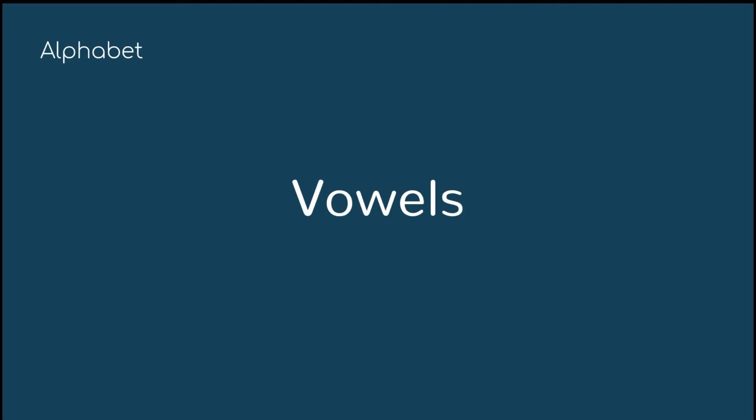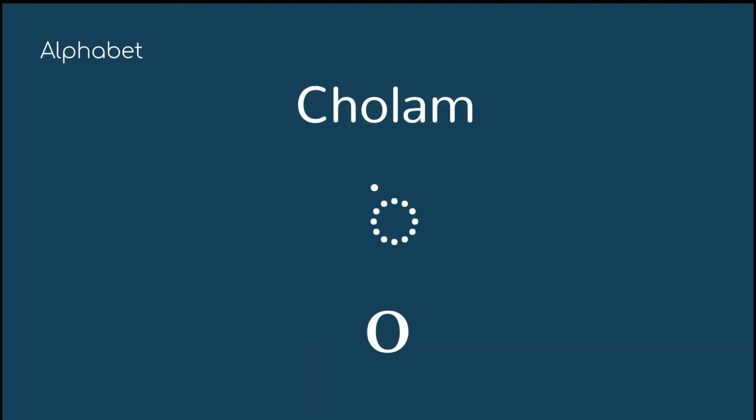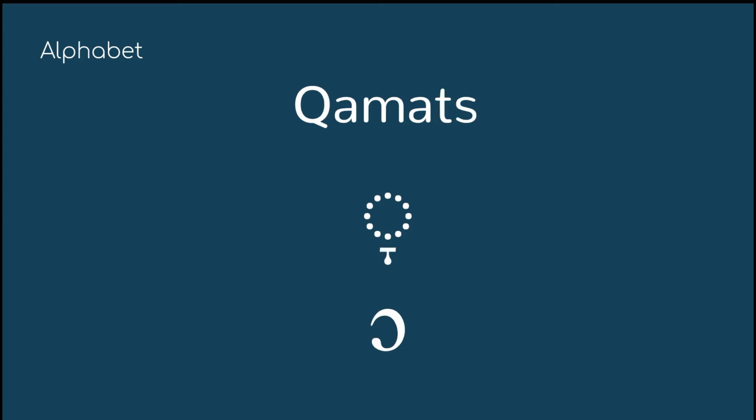Now we'll learn some of the vowels. First, the cholam. This vowel is the only vowel written above the letter. As you can see, the dot appears in the top left-hand corner of the letter, and it's an O sound. Next, we have kamatz. Kamatz is a T written below the letter. In this case, we've also chosen to use the IPA symbol to transliterate this vowel. It's pronounced aw in Biblical Hebrew and ah in modern.